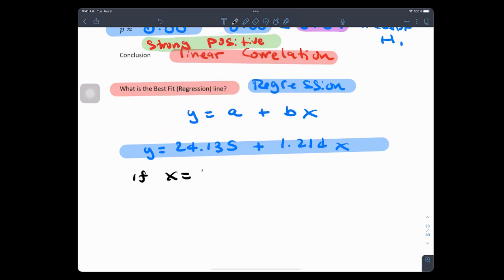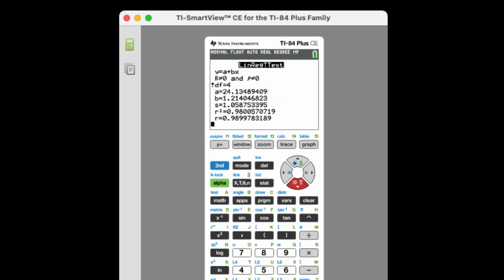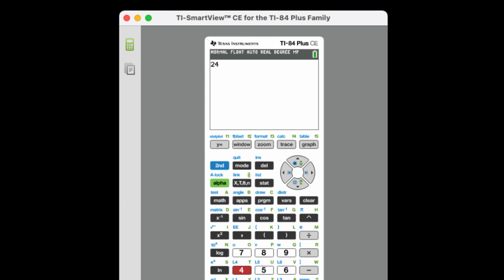So if x is 28, that's the number of calls. You plug in 28 in here, then y is going to be a number. What is the number? It's 24.135 plus 1.214 times the number 28. I'm going to go to the nearest thousands to approximate, because it looks like the y value was to the nearest thousands.